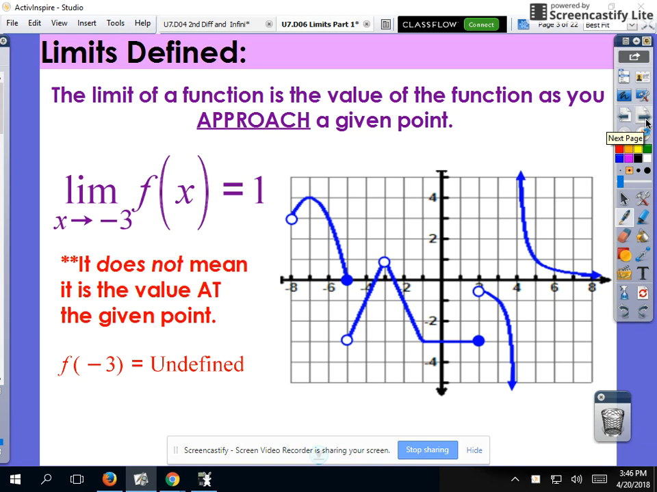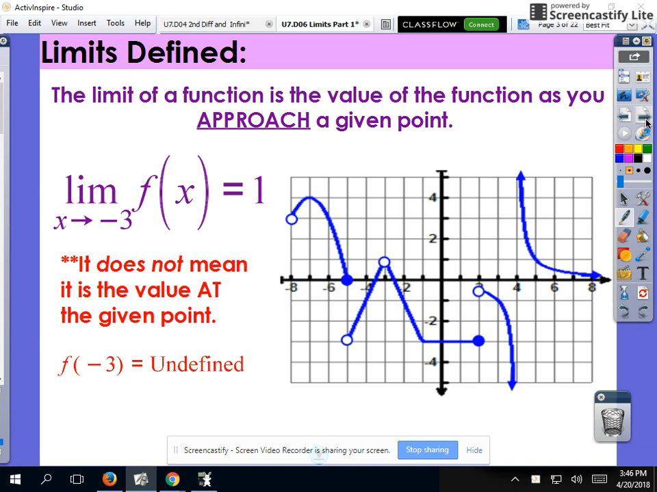It says the limit of a function is the value of the function as you approach it at a given point. Everybody say approach. Approach. Good work. All right. So that means if I'm moving towards it, like if I'm in a car, I'm going towards something. What am I approaching as I get close to that given point?